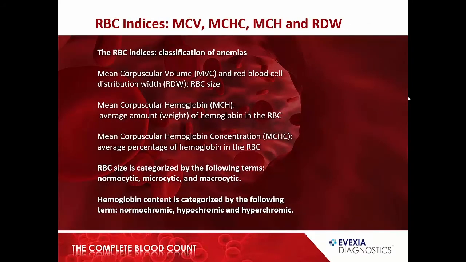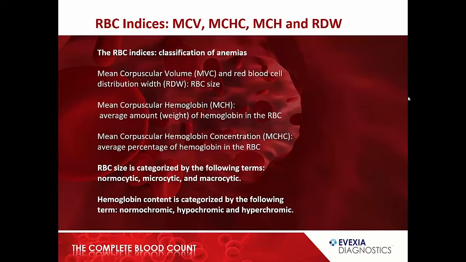So now it's on to the RBC indices. Now the indices, like I said earlier, are used for classification of anemias. The mean corpuscular volume and the red blood cell distribution width, that's going to give you information about the RBC size. The mean corpuscular hemoglobin will give you information about the average amount of hemoglobin in the RBC, like I said earlier. And the mean corpuscular hemoglobin concentration, that's going to measure the average concentration or percent of hemoglobin in the RBC. Now, the size of the RBC can be further categorized into normocytic, which is a normal state, microcytic being small, and macrocytic being large.